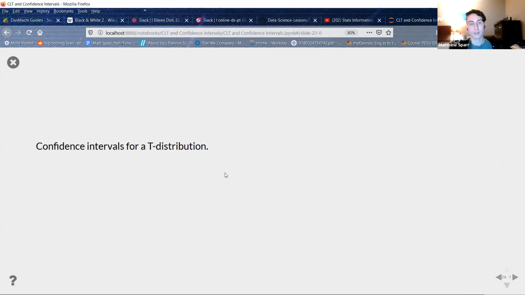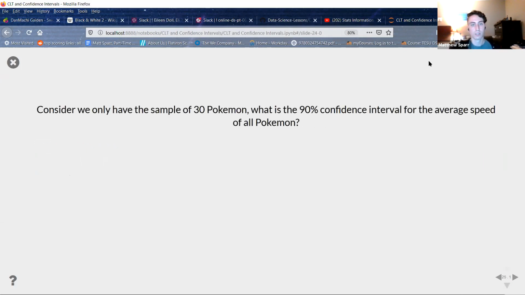So now that we can use the sample standard deviation, we can do confidence intervals for a t-distribution. So again, the margin of error formula is almost the same, except now we use a t-score instead of a z-score. So consider we have only the sample of 30 Pokemon. What is the 90% confidence interval for the average speed of all Pokemon? So this time we're going to ignore anything we know about the whole population. We're only going to focus on what we're given by the sample.